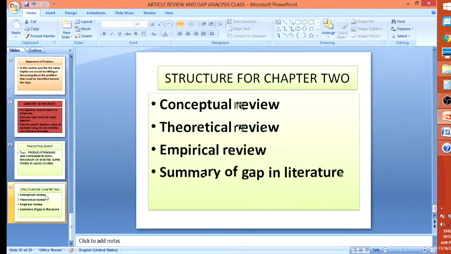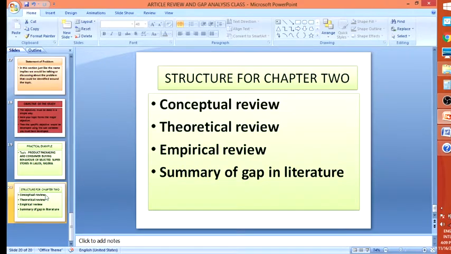Then the next one is empirical review. In the empirical review, what we'll be doing there is reviewing other people's work, maybe articles and projects that are actually relating to our own topic. Then in the final segment, we'll be looking at the summary of gap in literature.